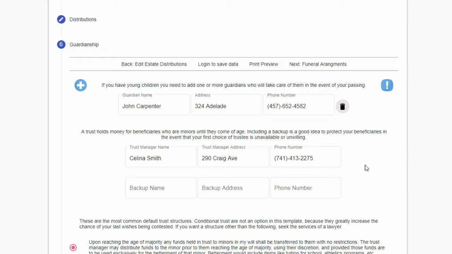Again, incredibly important you choose someone who is financially responsible, and having a backup is always a good idea. Just in case the first individual is not around or not available, you have somebody else there who can fill in and take up that responsibility.